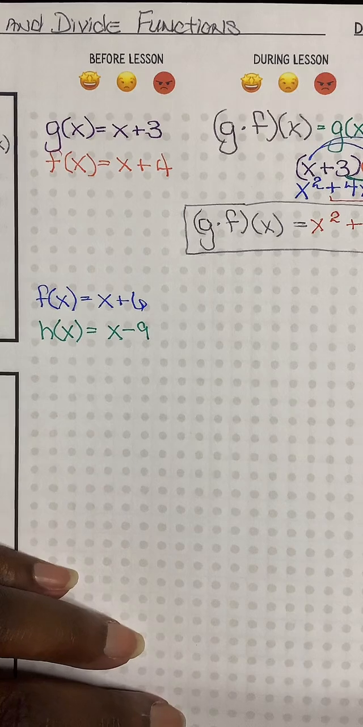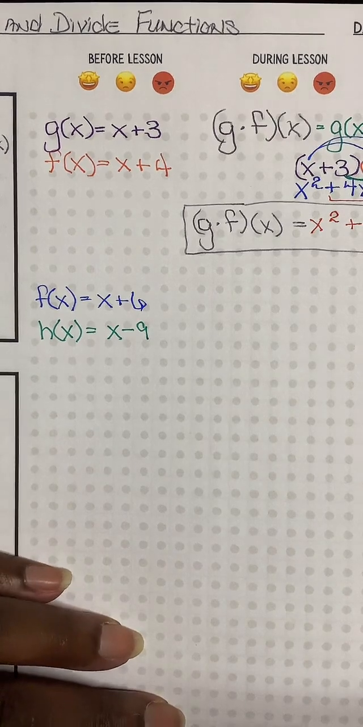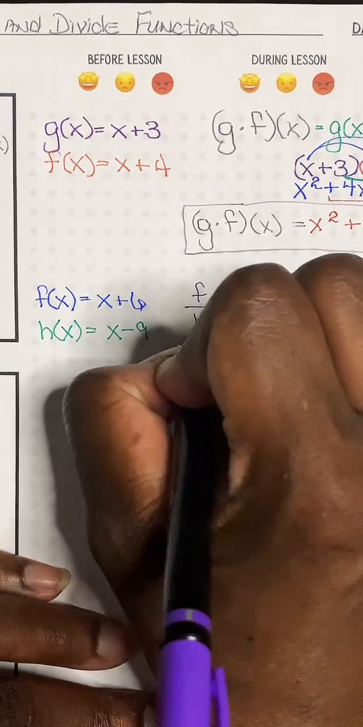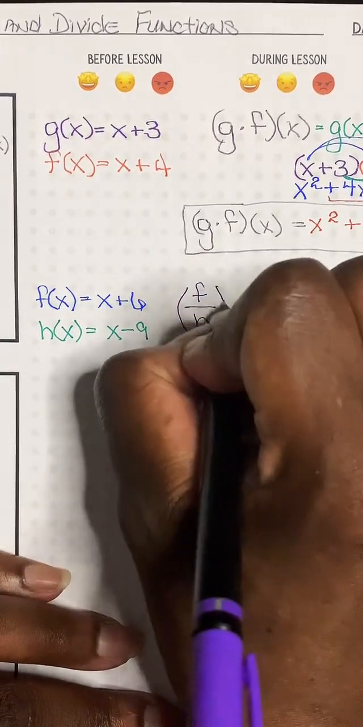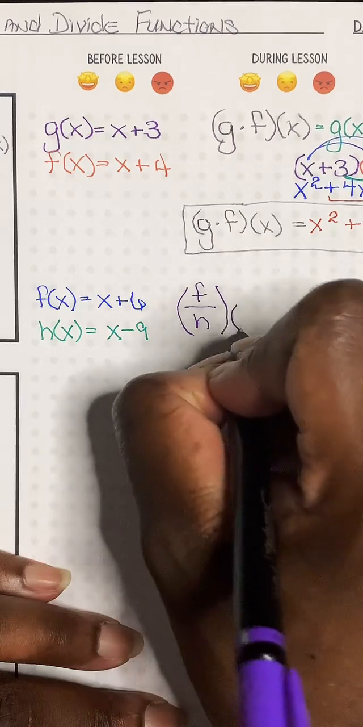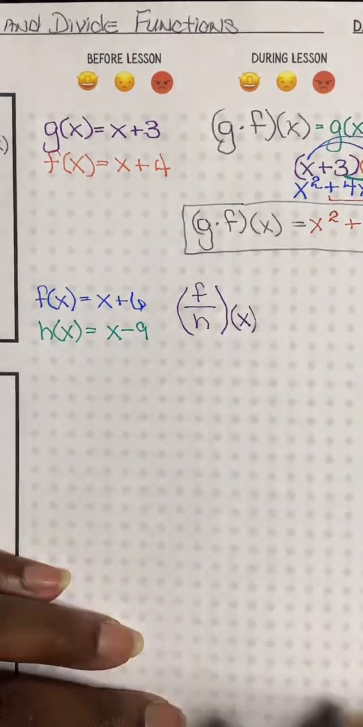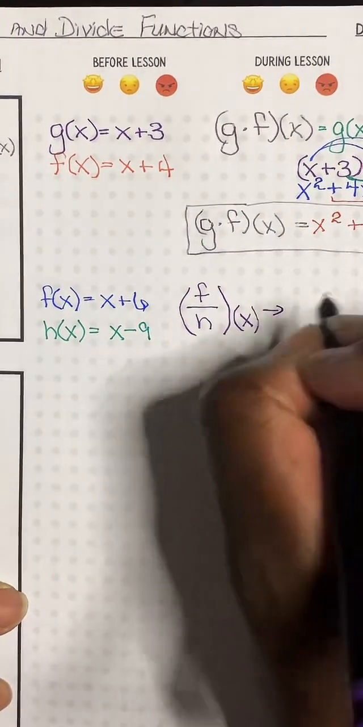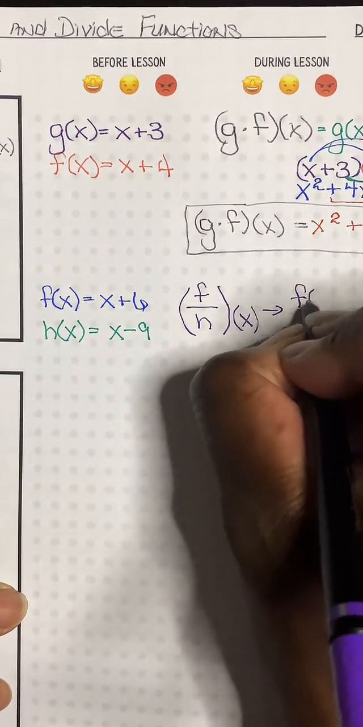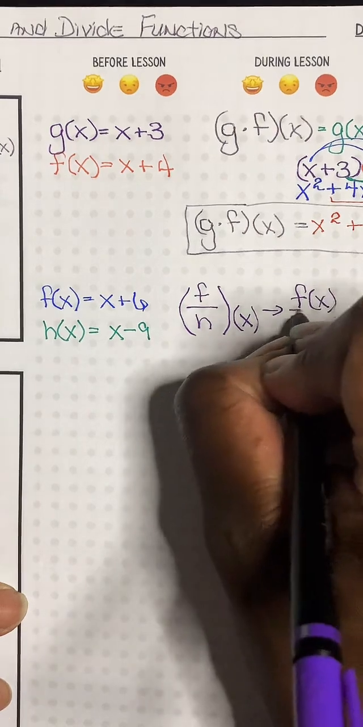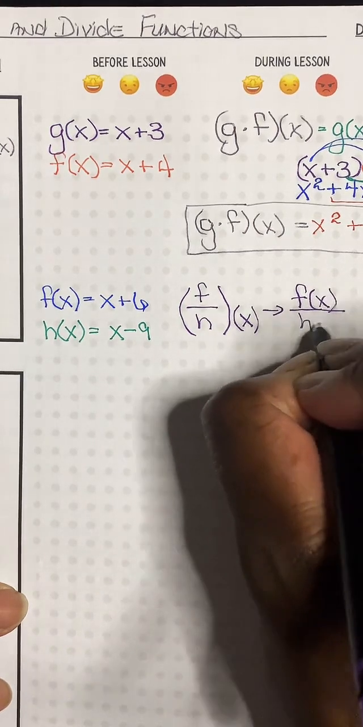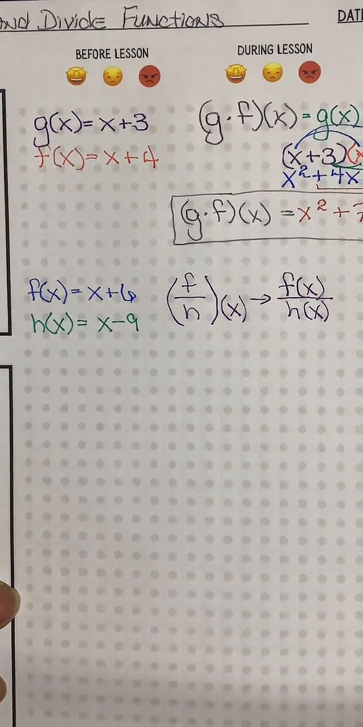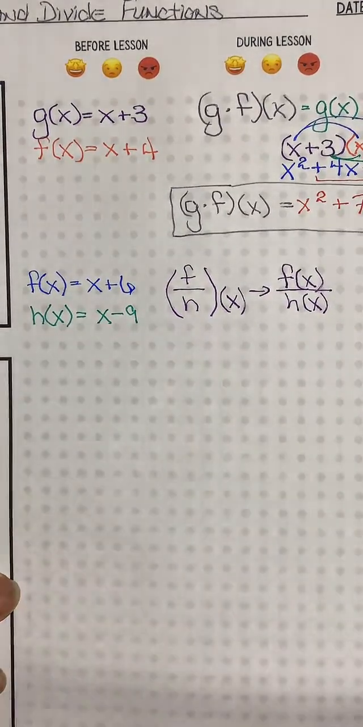And what we are looking for is the f of h, f divided by h of x. Okay, so remember what this is basically saying. I'm taking my f function and I'm dividing it by my h function. Okay, so that's all this is saying.